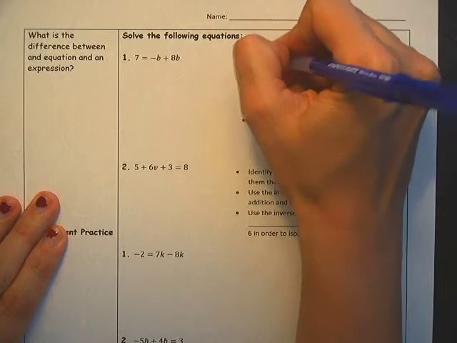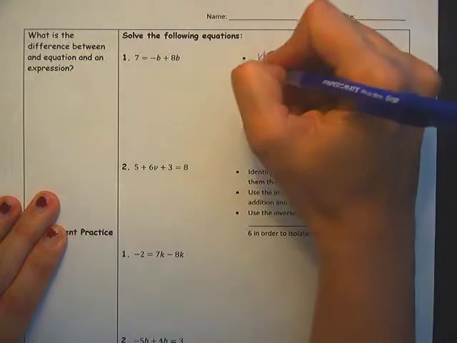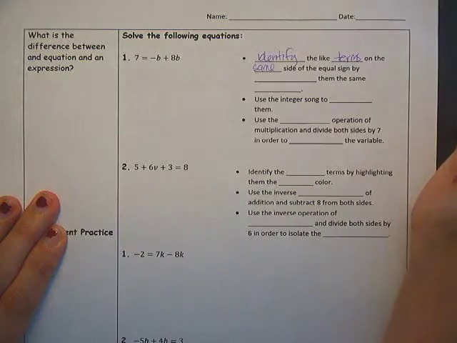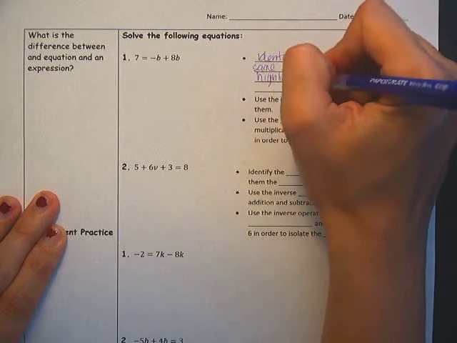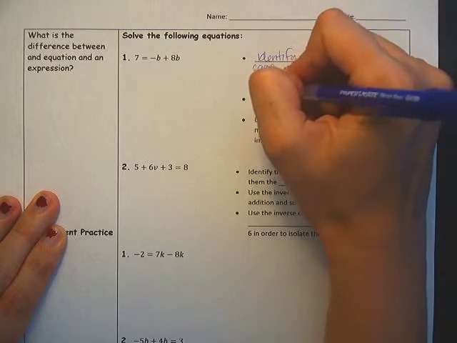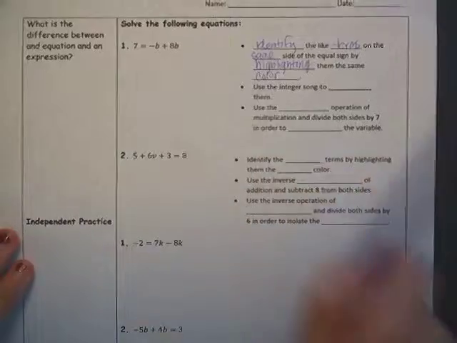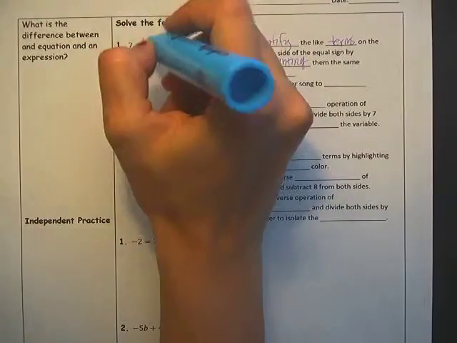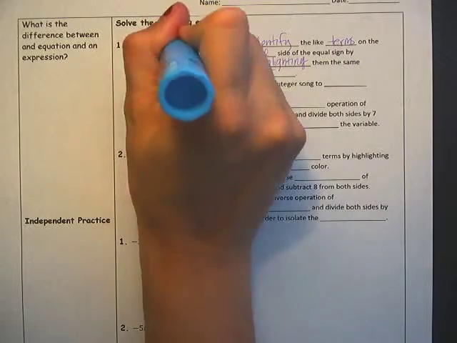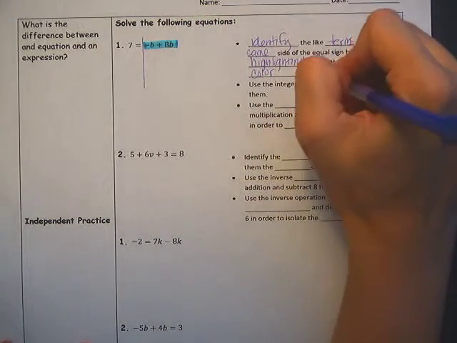All right, so in solving this equation, the first thing we're going to do is identify the like terms on the same side of the equal sign by highlighting them the same color, okay? So on this side of the equal sign, and I like to draw a line down my equation, we have a negative b and an 8b. These are like terms because they have the same variable, same exponent. Use the integer song to combine them.